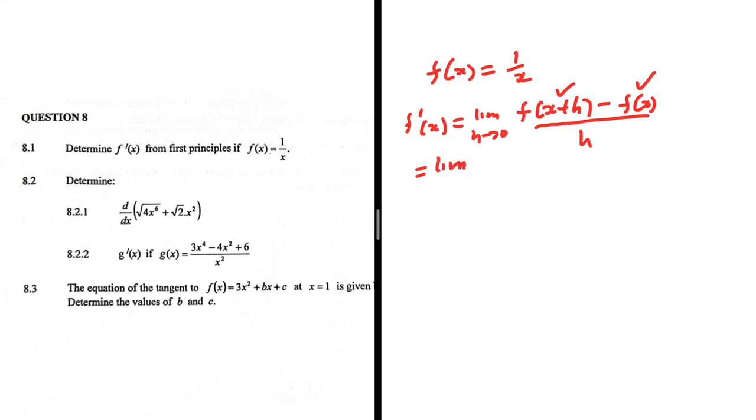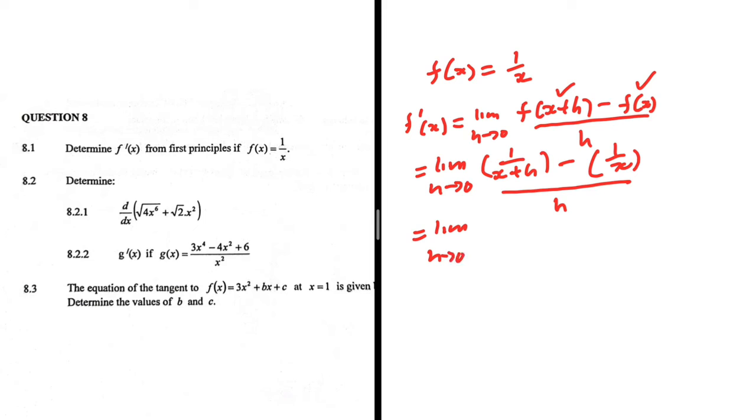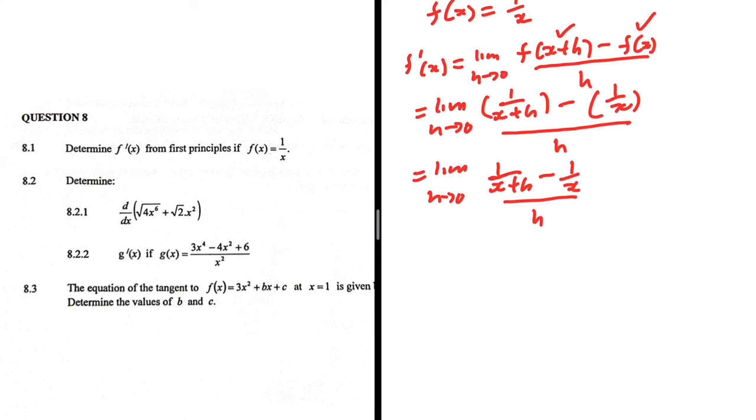So the limit as h tends to 0. So we're going to have 1 divided by x plus h. That is f of x plus h, minus f of x itself, which is 1 over x, and then divided by h, right? So the limit as h tends to 0 is going to be 1 over x plus h minus 1 over x, everything divided by h, right? So let's go ahead and simplify the numerator. We're going to have the limit as h tends to 0 of, so we want to give those two terms in the numerator the same denominator.